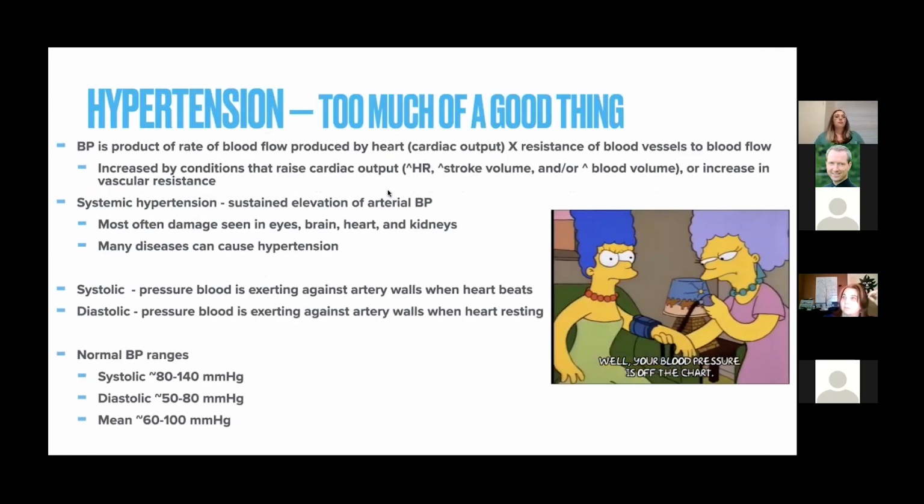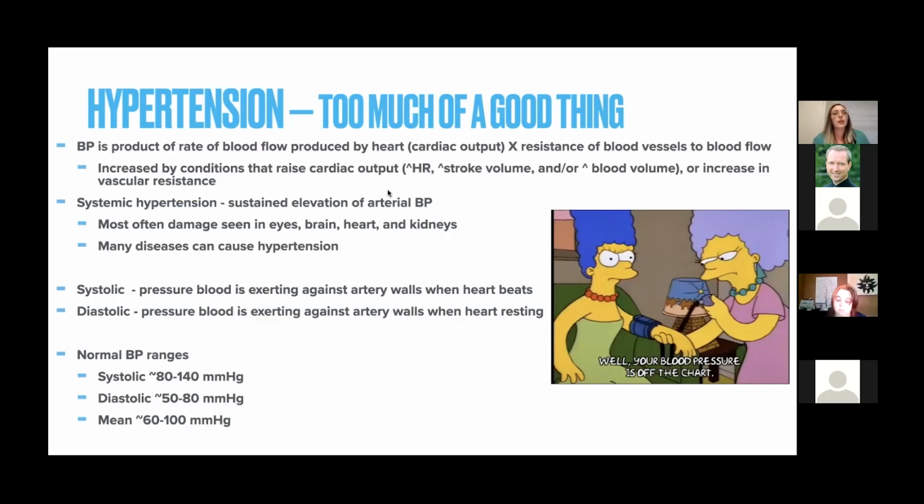Okay. So obviously we have the system to normalize our blood pressure, right? But what if we have the opposite? We have hypertension, so our blood pressure is way too high. Blood pressure is a product of the rate of blood flow produced by the heart. So this is your cardiac output times the resistance of blood vessels to your blood flow, okay?